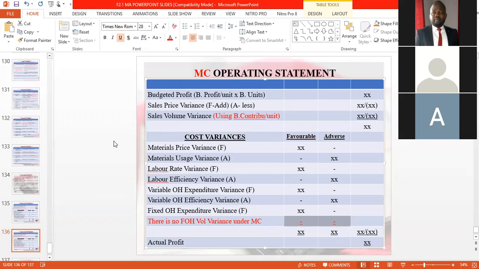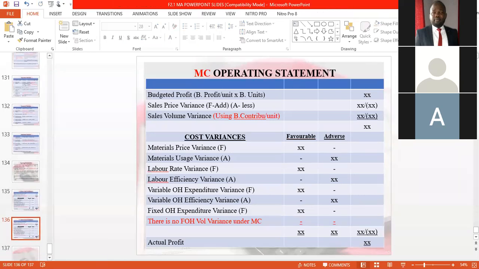So our objective for the next 1 hour that we are remaining with: we'll be calculating the variances. Once we have finished calculating, we prepare an operating statement. So let's go to our Excel sheet unless there is a question. Okay, so let's go to our Excel sheets. I hope I have it.